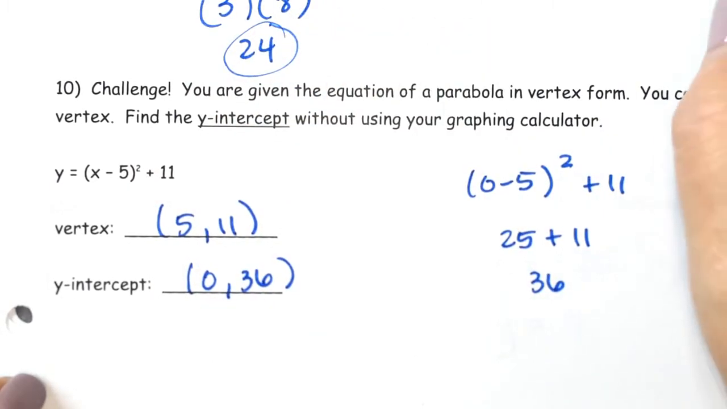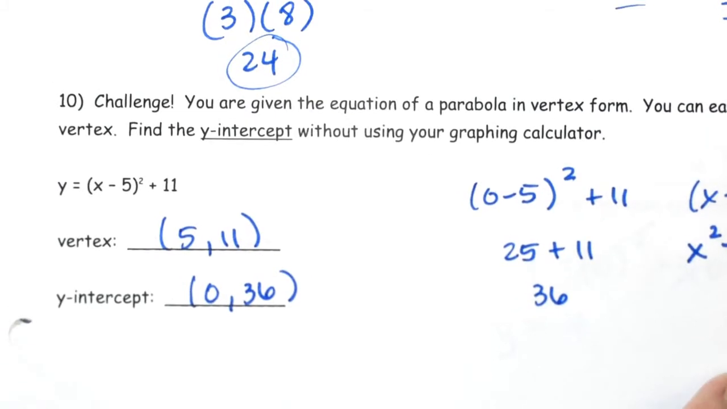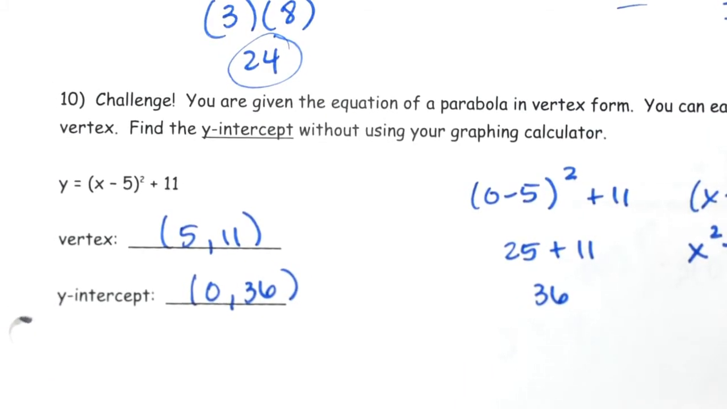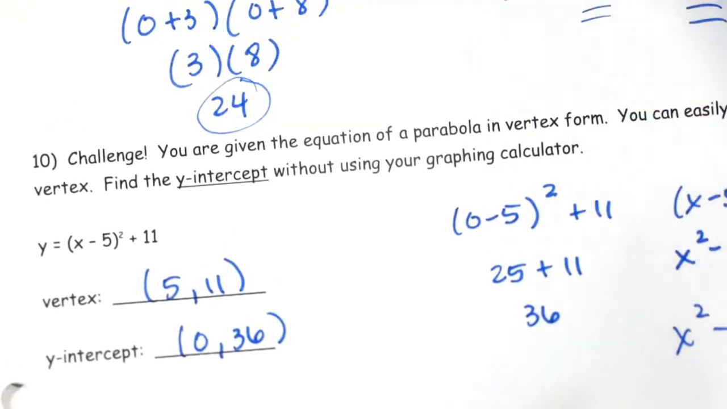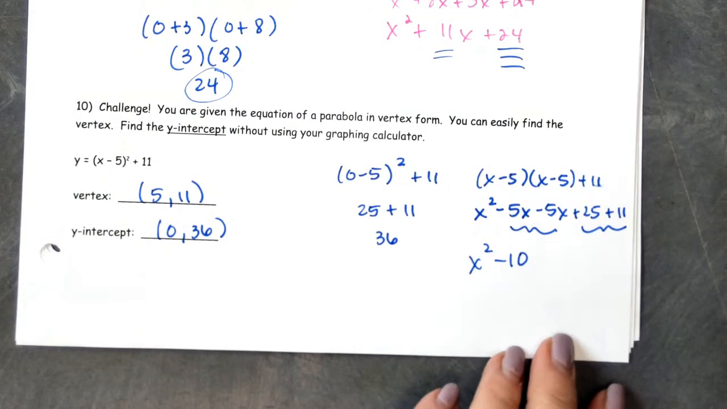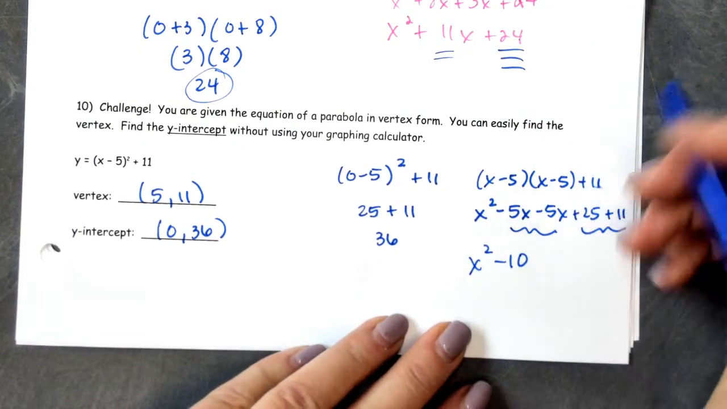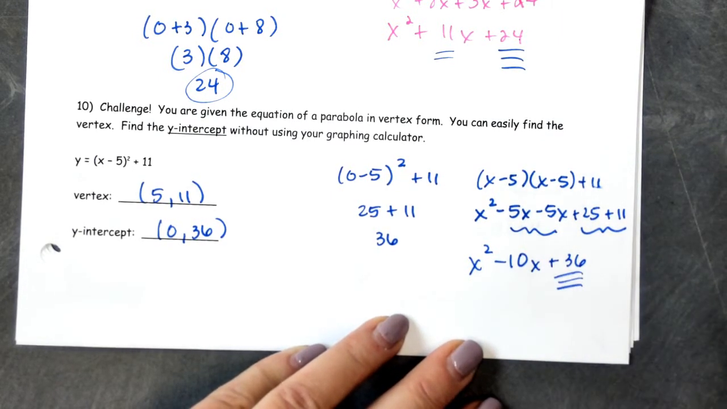Okay, if you were like, I'm not sure, I'm going to FOIL this out. This is the beauty of the end of the chapter: you have so many tools in your toolbox that you can use. Combine like terms. So x squared minus, oh my gosh, I'm off the grid. Sorry, everybody. Okay, I FOILed. Mine plus 36. So there's your y-intercept right there.